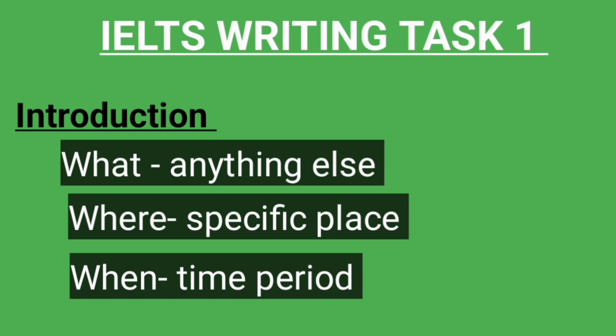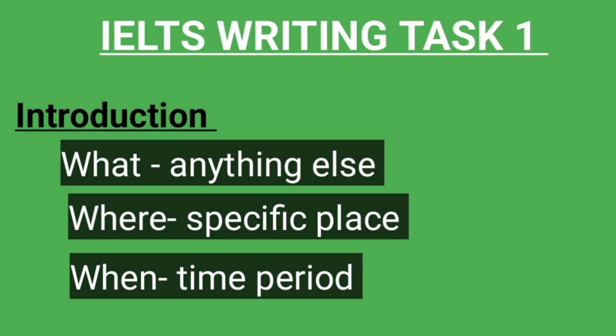You have to keep three things in mind while making the introduction of writing task 1. You have to mention what, where and when. What means whether it is about a product or population or anything else. Where, you have to write about a specific place they are talking about. Next is when. You also have to mention a specific time period here in the introduction.